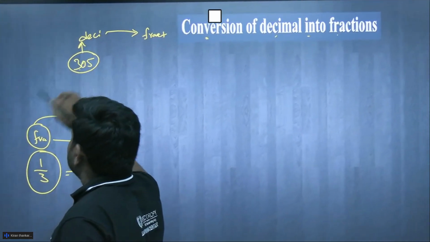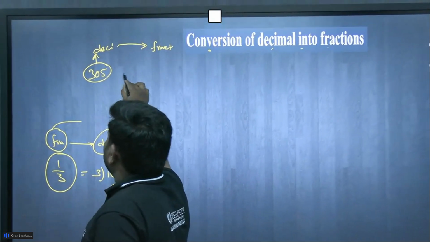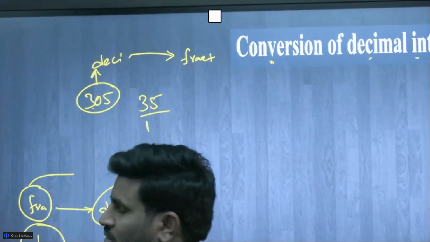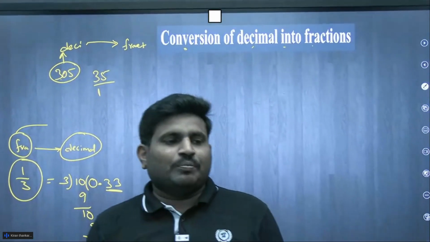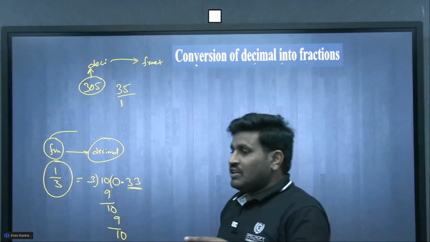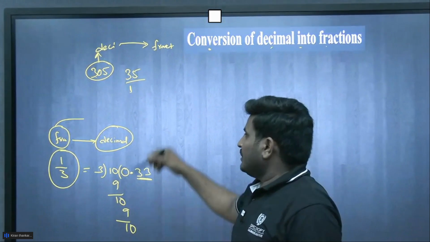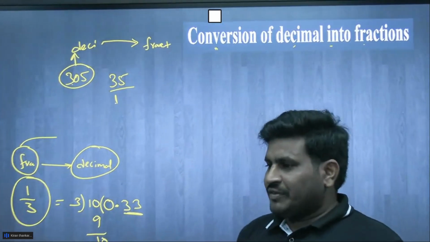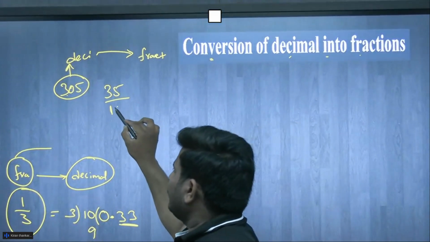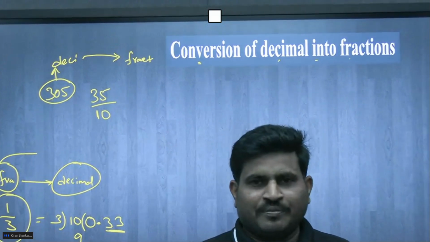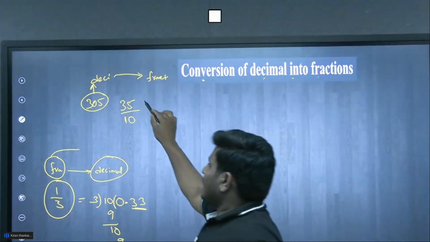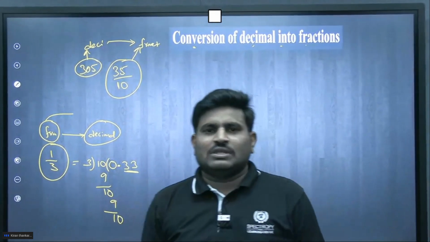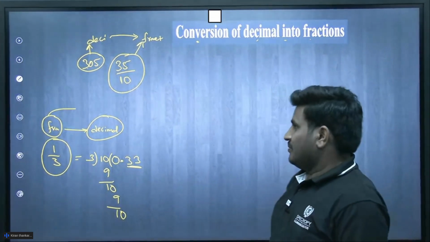So now let's see here. When you remove this decimal point, we get 35 along with 1. For any decimal number, we remove the decimal point, and the denominator should be 1 along with as many zeros as there are numbers after the decimal point. One number will be there, so you keep one 0. So now the value is 35 by 10. So it is a fraction. 35 by 10 is a fraction.